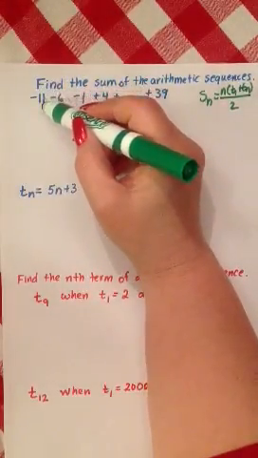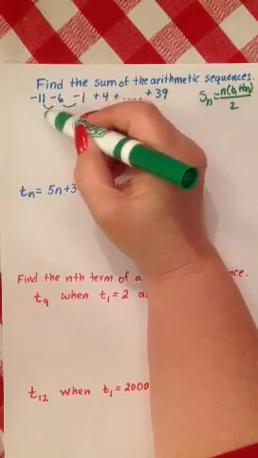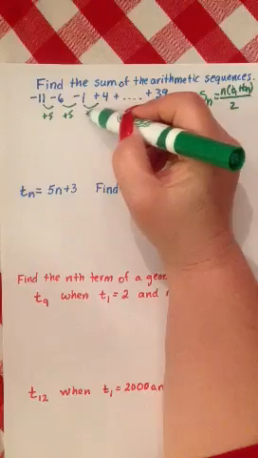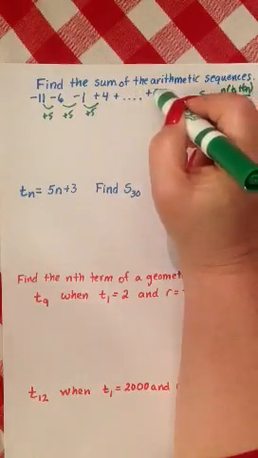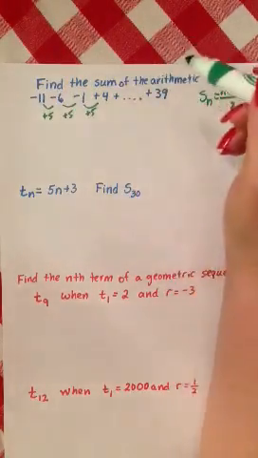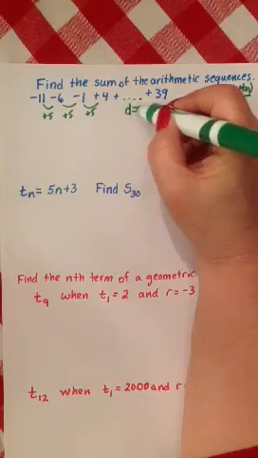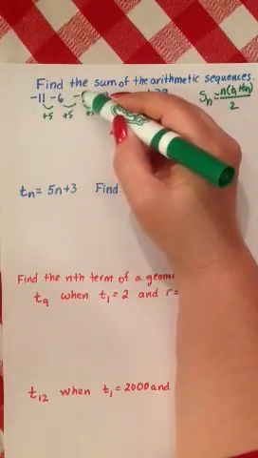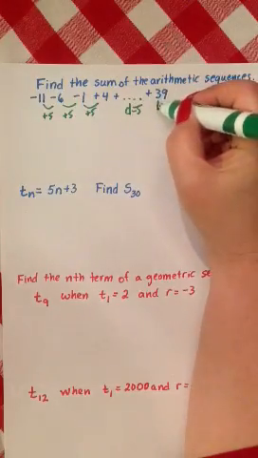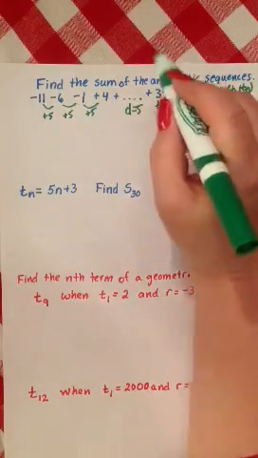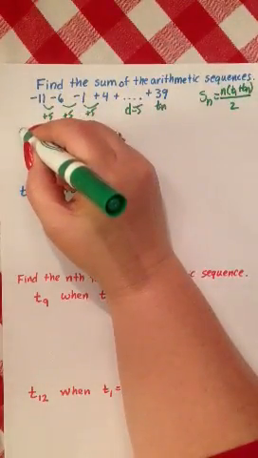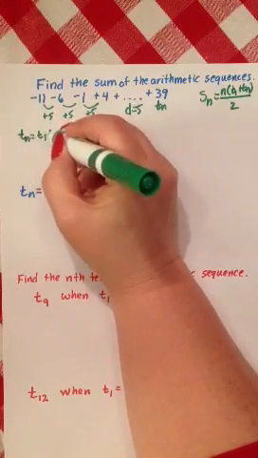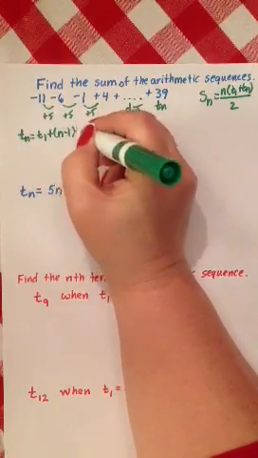Now it looks like to get from one term to the next, what are they doing? Kind of looks like plus 5 to me. So negative 1 plus 5. So I believe that that's true. Okay, so d is equal to 5. This is t sub 1, this is t sub 2, this is t sub 3, this is t sub 4. 39 is t sub n. So I'm going to have to use my t sub n formula. So t sub n is equal to t sub 1 plus n minus 1 times d.